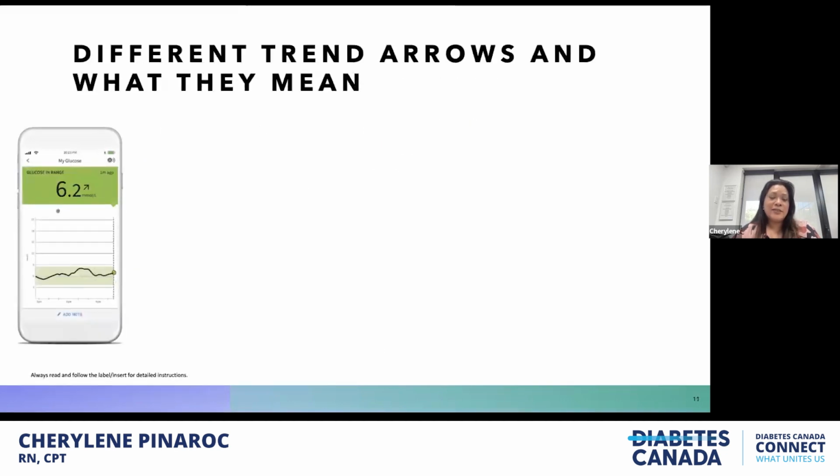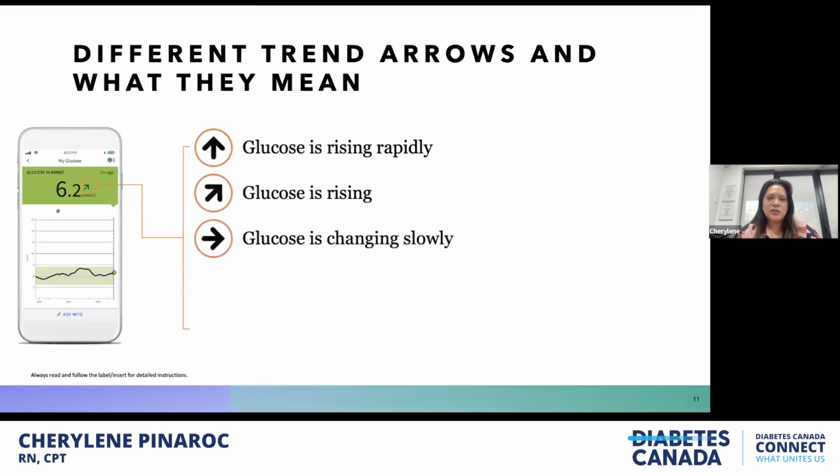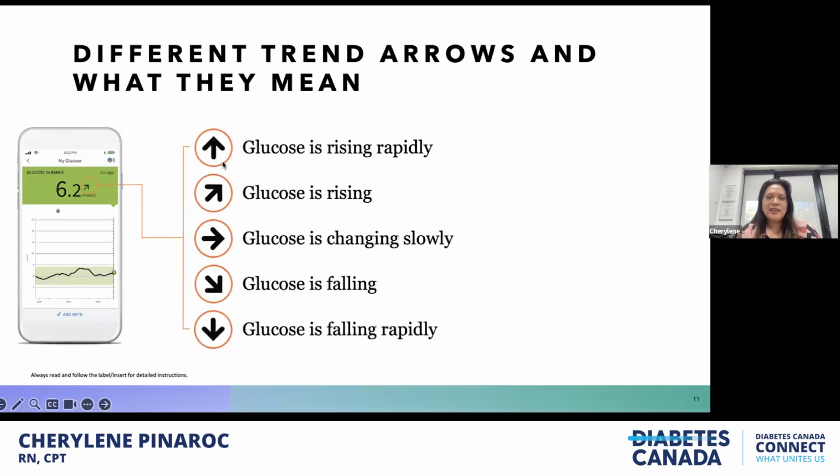Basically, another thing we discussed is what these trend arrows mean and how fast they can change your readings. When we look at the arrows, as you can see, there are 5 different arrows in the Freestyle Libre 2 system. We have a glucose that's rising rapidly. If we see an oblique arrow to the right, that means your glucose is rising. If we see a flat arrow, the glucose is changing slowly. The arrow falling down means the glucose is falling, but not so fast. But if we see the arrow going straight down, that means your glucose is falling rapidly.